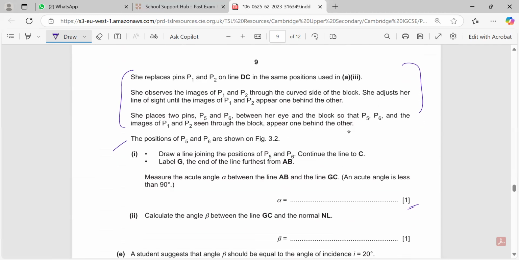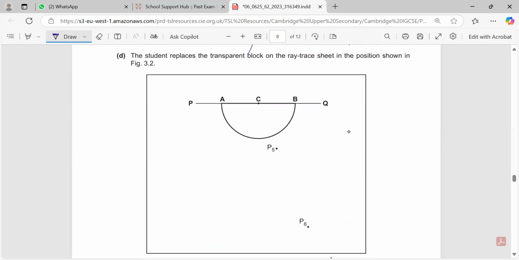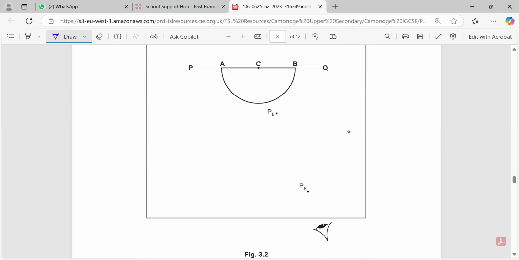Now see, the position of P5 and P6 are shown in the figure. Draw a line joining the positions of P5 and P6. Continue to line C. Label G the end of the line furthest from AB. So now P5 and P6, we need to join them till it reaches C. P5 to P6, till it reaches C.